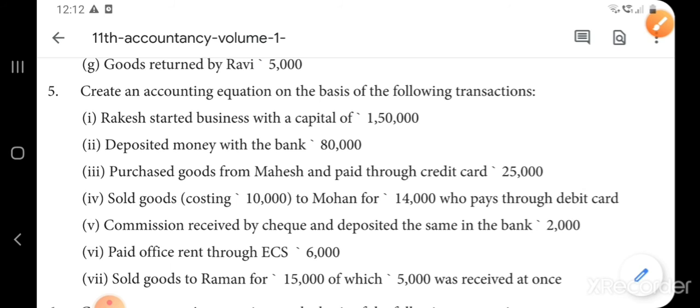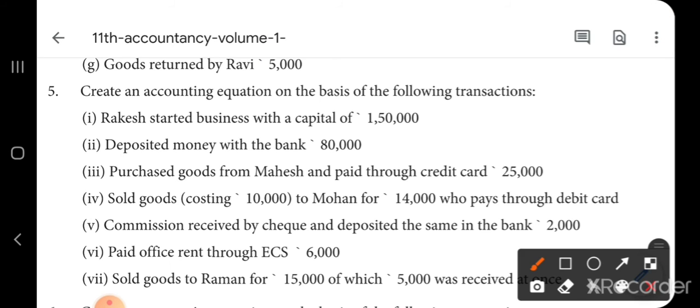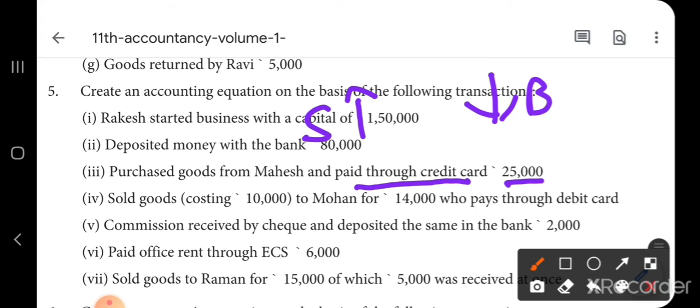Next, purchased goods from Mahesh and paid through credit card, 25,000. Okay, you are purchasing the goods from Mahesh, so Mahesh is your supplier. When you purchase goods, what happens? Your stock is increased by 25,000. So stock you will write plus 25,000, and the payment is made through credit card, meaning the amount in your bank will get reduced, because you are making the payment through credit card.